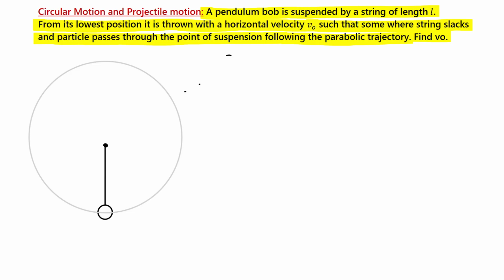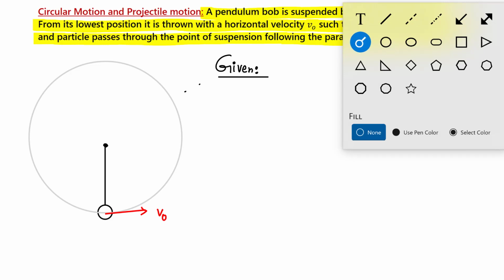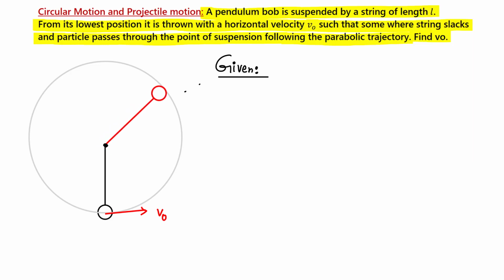So what is given in this problem? Let us first analyze it. We have a pendulum bob, and initially it is given a velocity v0 at the lowest position. So what will happen? This pendulum bob will move and go up. The question says that when it reaches somewhere like here, the string becomes slack. At this point the string slacks, which means tension becomes zero.